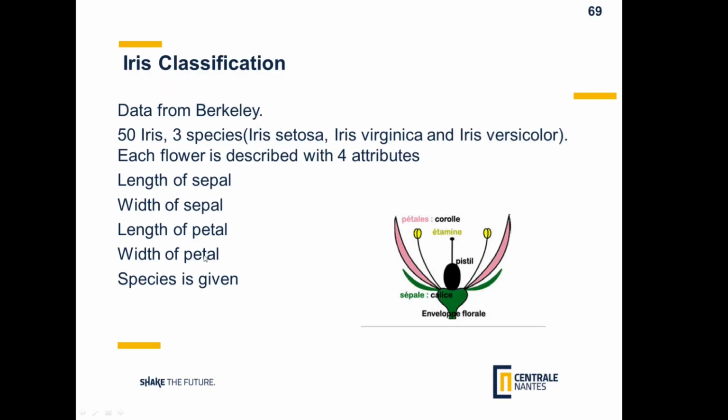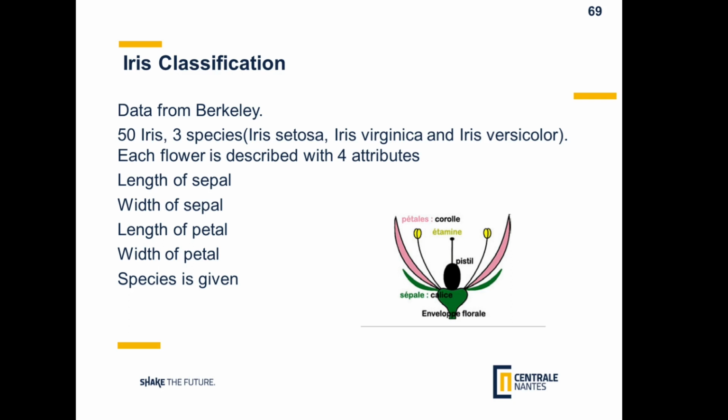So here I will run an example stressing how you should implement the different stages of data mining. Therefore, I will use an example. The example is coming from Berkeley. So it's a small data set of 50 specimens.